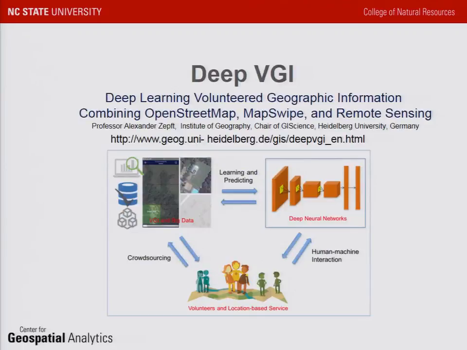So here is another large project that is just starting. It's led from Heidelberg, but there are many other laboratories collaborating on this. And what they are doing, they are combining OpenStreetMap data, MapSwipe, and remote sensing. So they are essentially combining professionally collected data with the citizen collected data within deep neural networks to derive high-quality data sets.